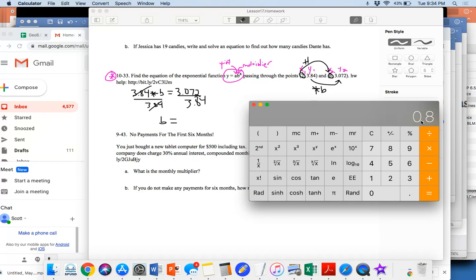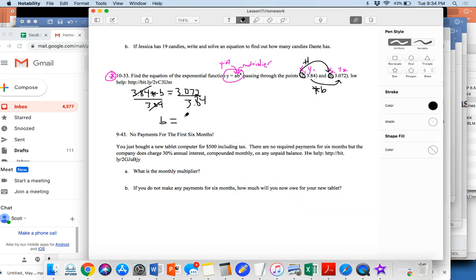We would have to multiply 3.84 by 0.8 to get to 3.072. Notice here, 3.072 is smaller than 3.84, so when we were dividing by 3.84, we were expecting a quotient of less than 1. If you divide a number by a number that is bigger, you're going to need a quotient of less than 1, if both numbers are positive at least. So there we go, b equals 0.8.